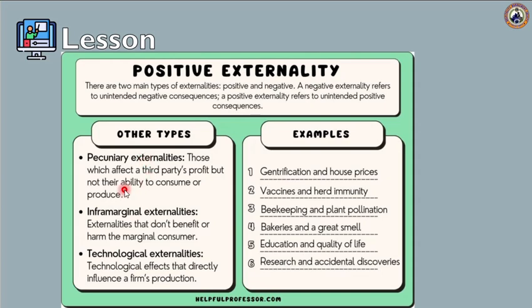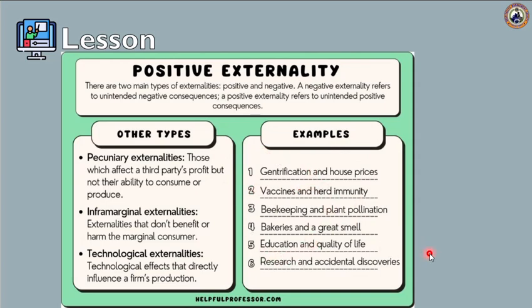And there are also other types of externalities. We have precautionary externalities, those which affect a third party's profit but not their ability to consume or produce. We also have inframarginal externalities. These are externalities that don't benefit or harm the marginal consumer, the majority. And we also have technological externalities. These are technological effects that directly influence a firm's production.